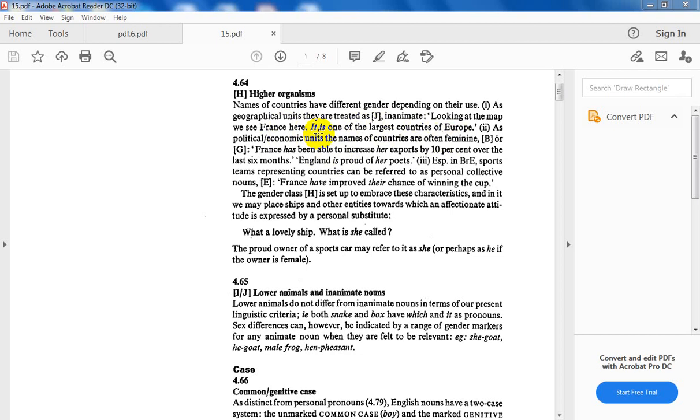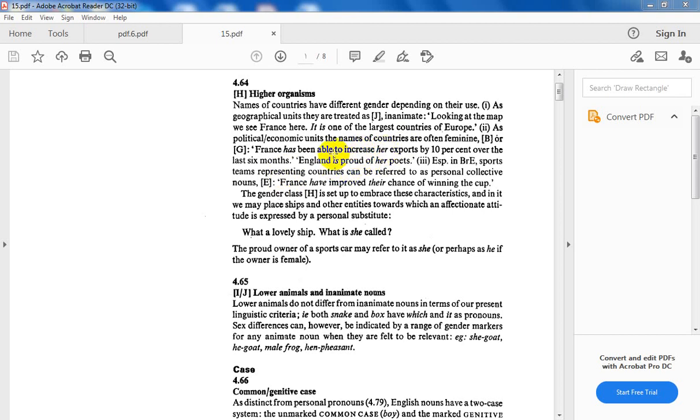But in political or economic units, the names of countries are often feminine, meaning "she", like: France has been able to increase her export by 10% over the last 6 months. Here, "her", because France is treated as an economic unit or a political unit. So here it is treated as feminine.